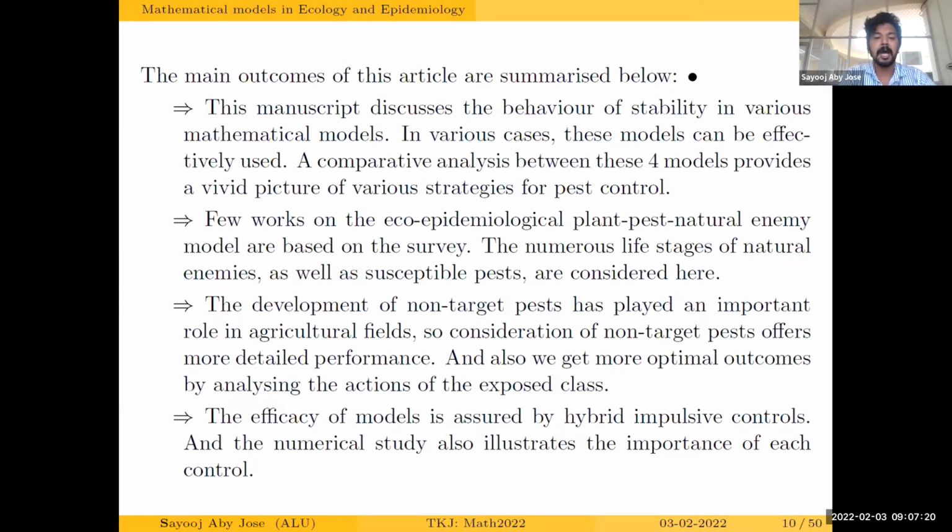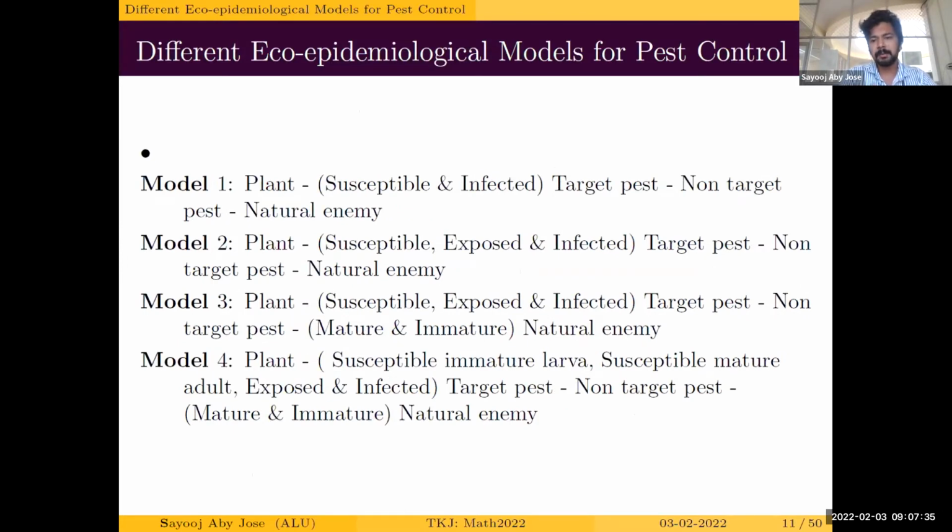So in this paper, I'm focusing on the influence of target and non-target pests, and I'm also using different controls. We study how these controls influence the stability. I'm constructing 4 different models with plant, pest, and natural enemy. In addition, the pest is divided into 2 categories: target pest and non-target pest.